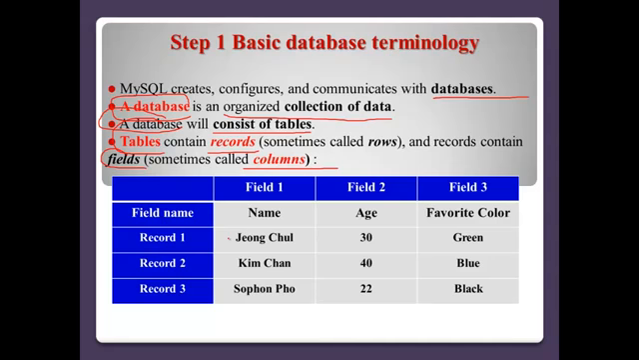For example, in this table, there are 3 fields, field 1, field 2, field 3, and 3 records. Record 1, record 2, record 3. And each field can be a column, so 3 columns. So name, age, and favorite color are the field or column names. And each record has 3 fields or 3 columns.